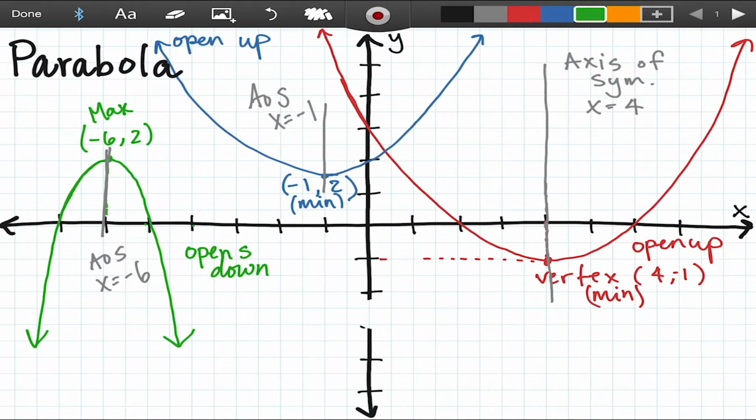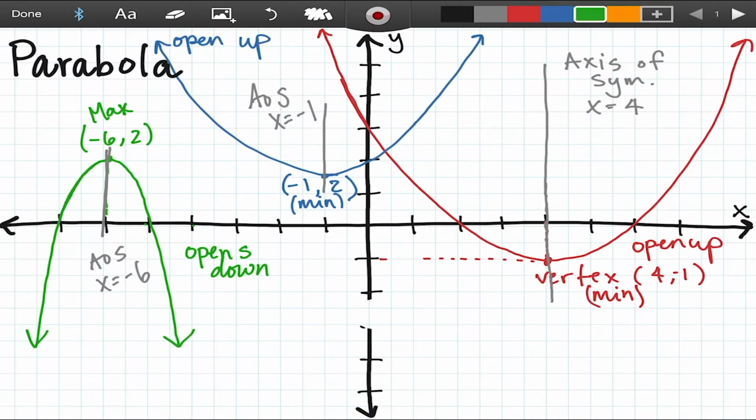Okay, something that is not unique to parabolas or quadratics is the idea of intercepts. So I can have an x-intercept and a y-intercept, right? Remember, the x-intercept is where the graph crosses the x-axis, and the y-intercept is where the graph crosses the y-axis.